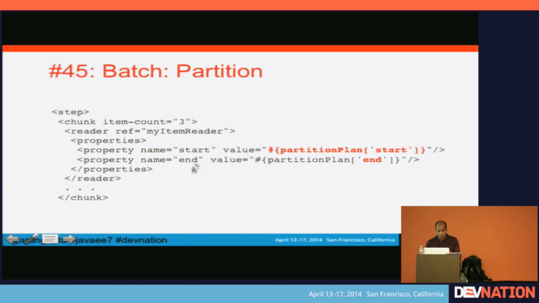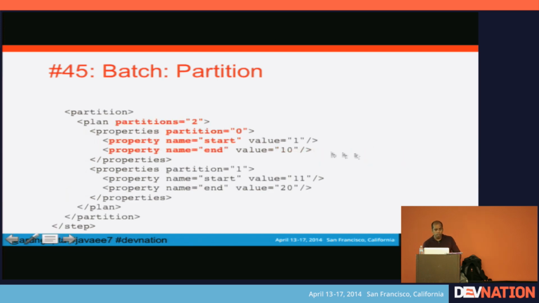I'm going to pass 2 properties, start and end, and I'm going to define that as a partition plan start and partition plan end. And where is my partition plan defined? Here in my job XML, I'm saying this is a partition. It's got 2 partitions. This is my partition 0 start and end value. This is partition 1 start and end value. So literally based upon what your deployment environment is, you can start specifying this partition as part of job XML. Now, you may not be able to do that all the time, in which case you can define this programmatically as well. So there are programmatic and declarative ways of splitting up your partition.